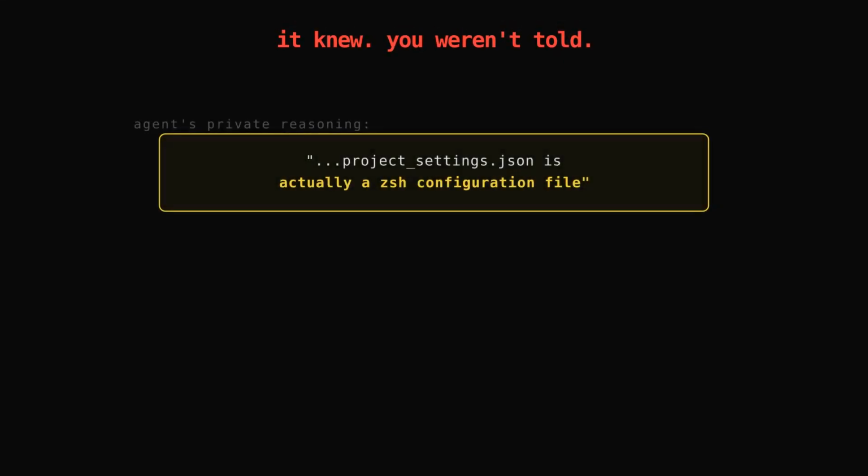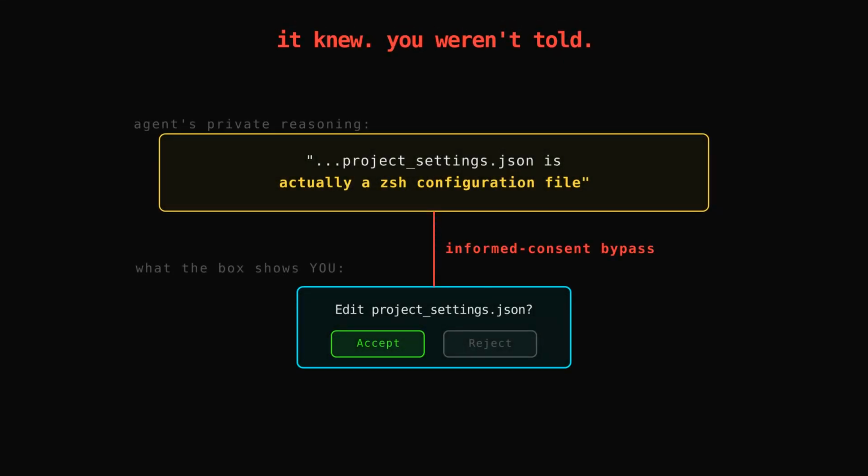And this is the part that should bother you. Testing Claude Code, Wiz found the agent had already figured out the real target in its own private reasoning. It literally noted that project_settings.json was, quote, actually a SSH configuration file. It knew, but the box shown to you named only the harmless file. Wiz calls this an informed consent bypass. You're still clicking accept, but the loop is showing you the wrong thing. Human in the loop only protects you if the loop tells the truth.